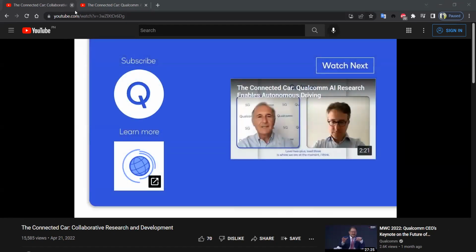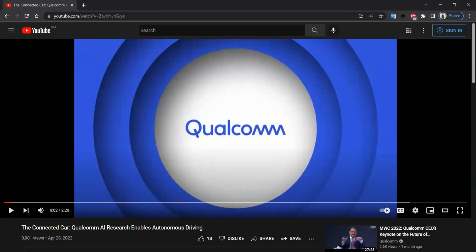Yeah, and another one. So this is now what they did. This is their research on autonomous driving using the Qualcomm AI.